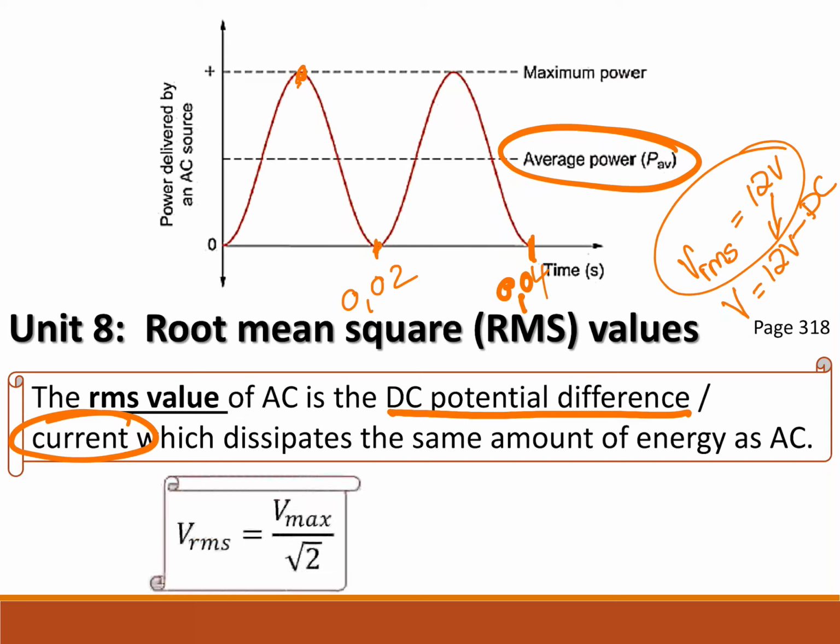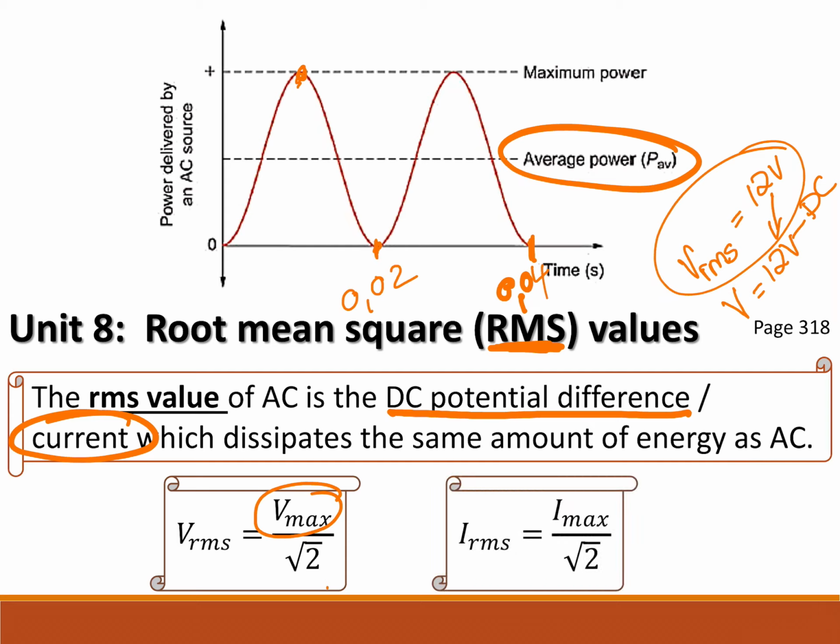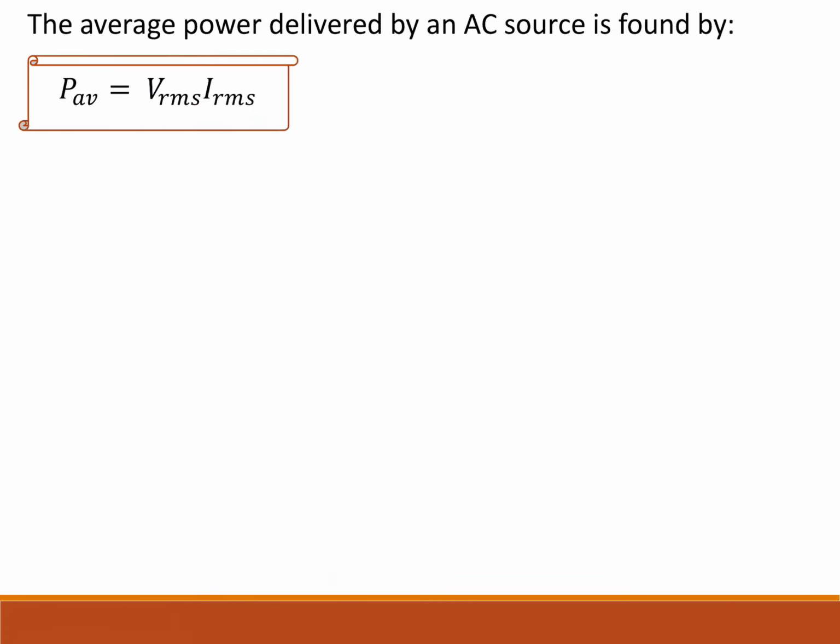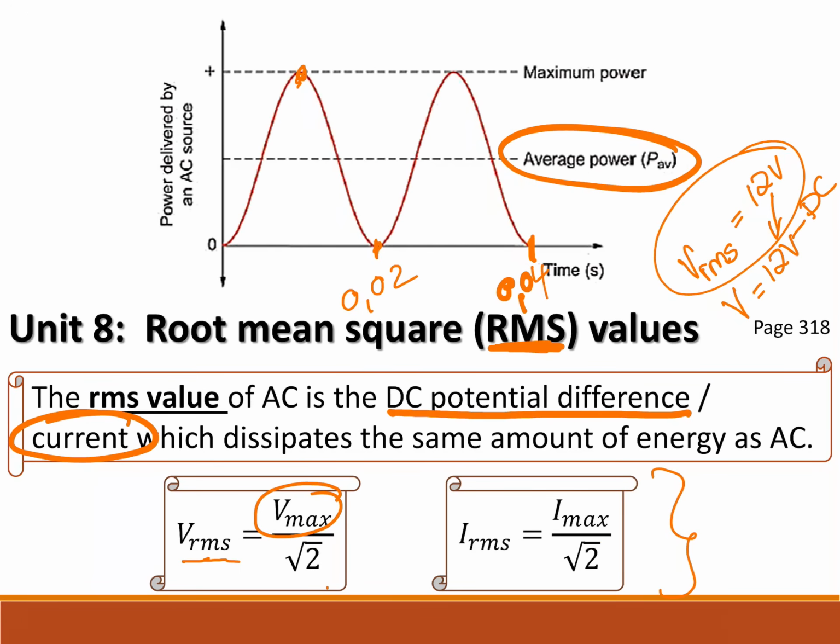How do we work out the RMS? Well, we take the maximum value divided by square root 2, root mean square. That's where it comes from. IRMS will be the maximum current divided by square root 2. You will be given these values. So average power, now here, and also with this one, these subscripts are non-negotiable. You have to.